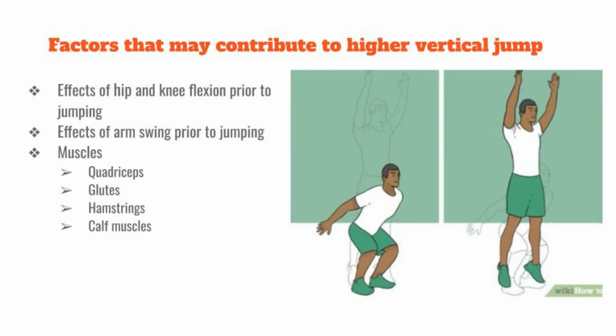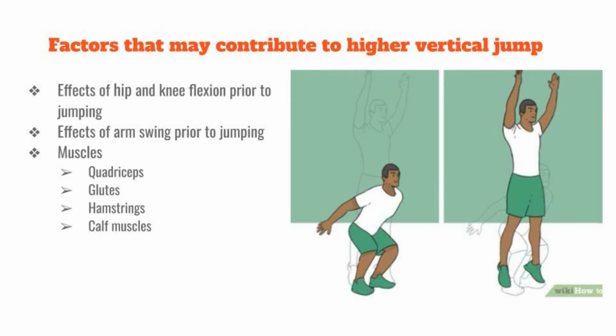Effects of hip and knee flexion prior to jumping. You should know how much you need to bend your knees and hips before and after jumping. The more you bend, the easier it is for you to jump higher because there is a momentum when you bend your knees together with your hips. Effects of arm swing prior to jumping. Swinging your arms can also increase the height of a jump, where in Tagalog we call it as vuelo, before taking off the ground. That's why swinging your arms is one of the most important things to do when jumping.